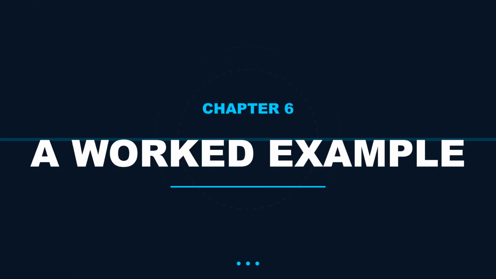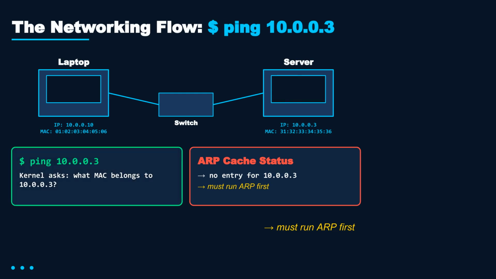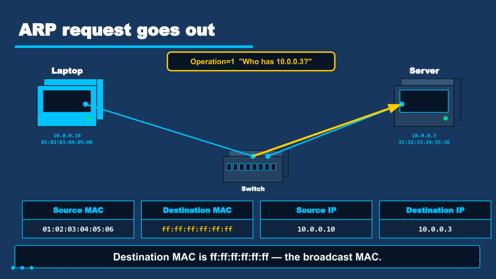Chapter 6. Let's trace one real example end to end. A user runs ping. The kernel needs the destination MAC to send the ICMP packet. It checks the ARP cache, finds no entry, and must run ARP first. The ARP request goes out to the broadcast MAC. The switch floods it to everyone on the subnet.